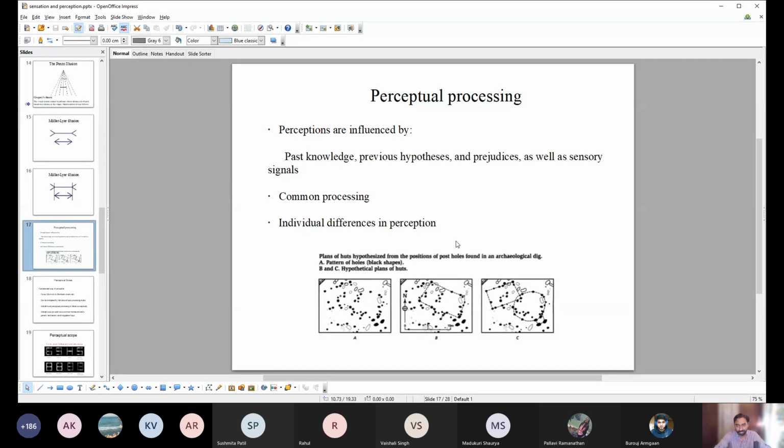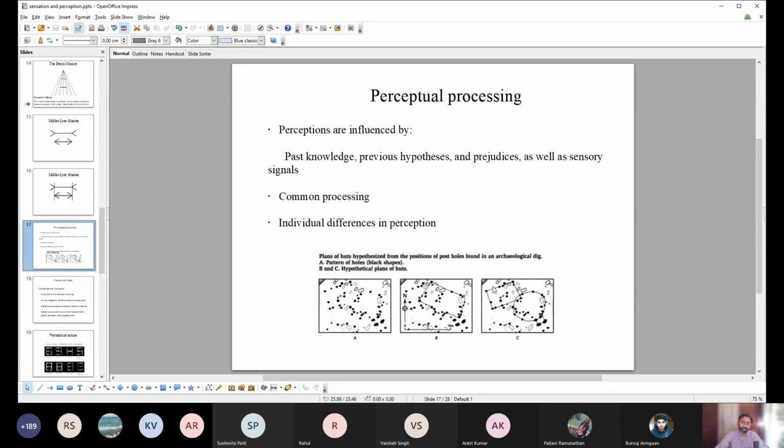The question is, as an engineer or an archaeologist, how do you figure out what might be, not is, what might be, how the huts might have looked like? So one possibility is shown in figure B, where if you join the dots this way, then probably the hut was more of a rectangle, and this is the entrance to the hut. You have another possibility in C, where probably there are two different structures. One was a rectangular structure like this, and one was a circular structure like this.